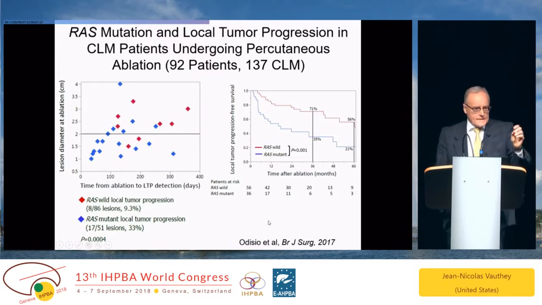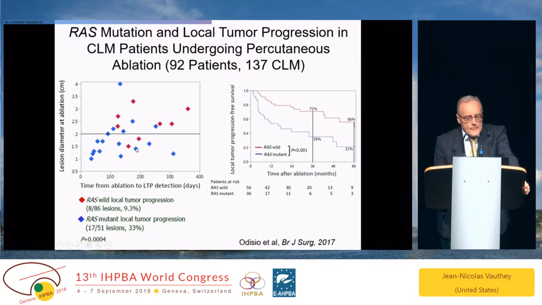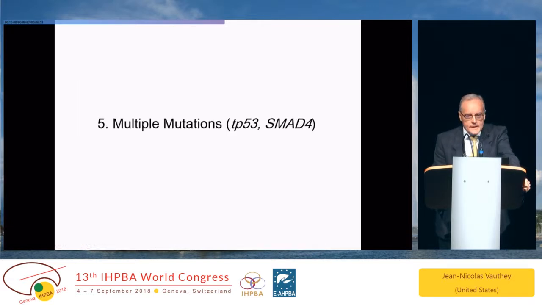So this has a practical implication, and you see here in red, patients with wild type RAS and local progression tend to have larger metastasis. But you see here all these blue, very early recurrence. You see 100 days is here. All these blue after ablation, 5 millimeter margin in RAS mutation. So you have to discuss that now with your interventional radiologist. And in fact, these data have now been confirmed by Memorial Sloan Kettering. So that's not a Vauthey-ism.